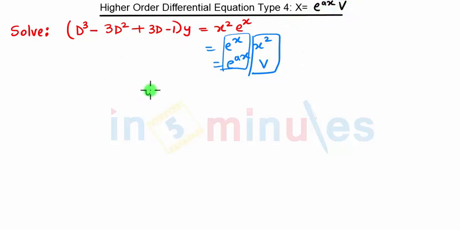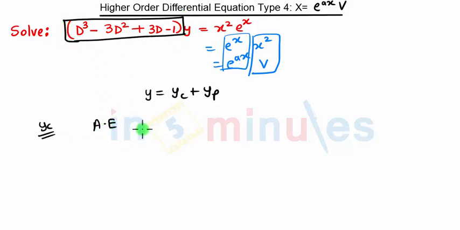Then our solution is given by y equal to yc plus yp. First we will calculate yc. For that we will consider the auxiliary equation. What is the auxiliary equation? It is nothing but f of D equal to 0. This is our f of D. So D cube minus 3D square plus 3D minus 1 equal to 0. We need to find the roots of this equation.